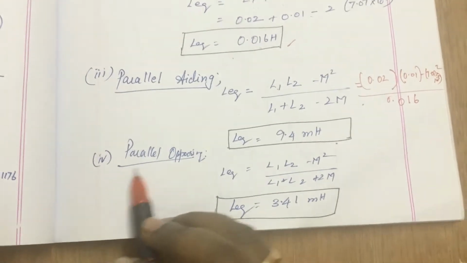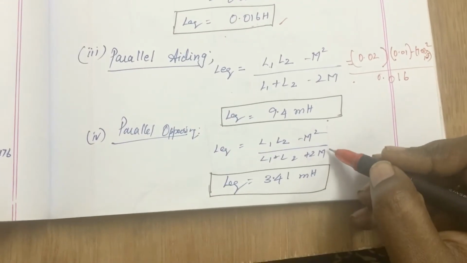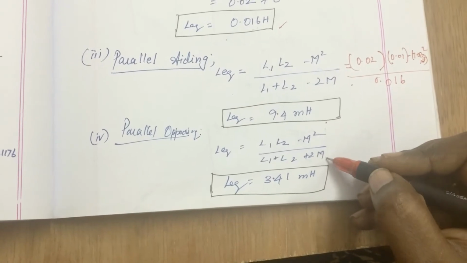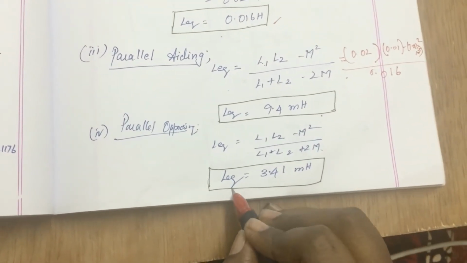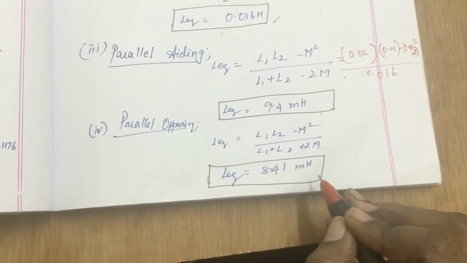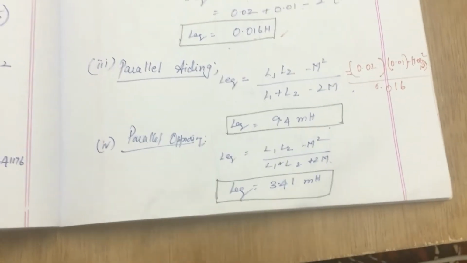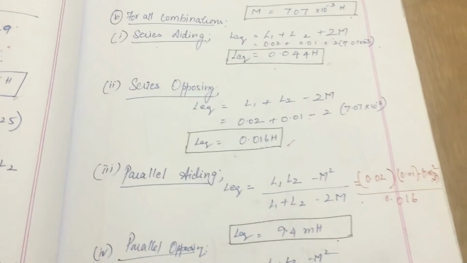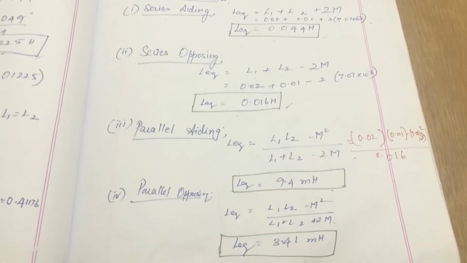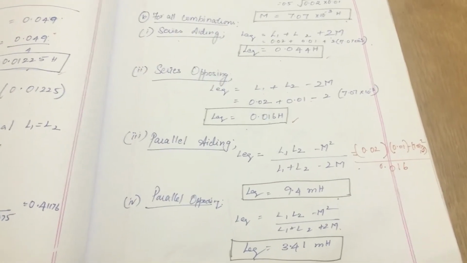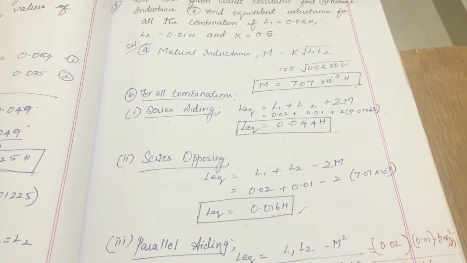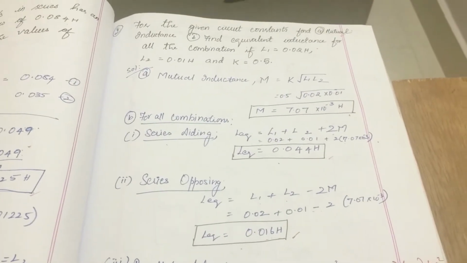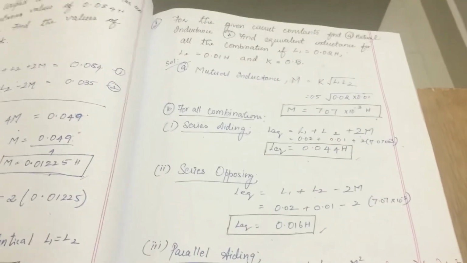For parallel opposition, similarly I have taken my equation and substituted all my values, and I have got LEQ equal to 3.41 microhenry. So I have answered all 4 combinations in my second problem: series aiding, series opposition, parallel aiding, and parallel opposition. So let's see what the third problem is.